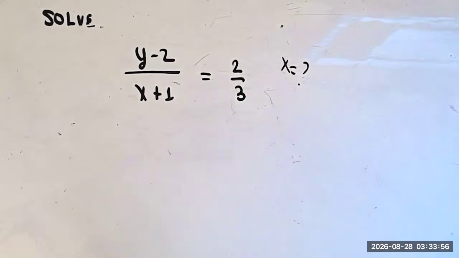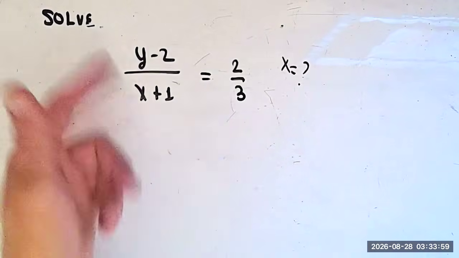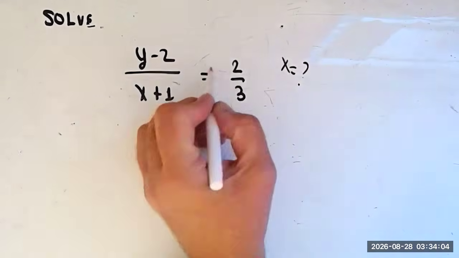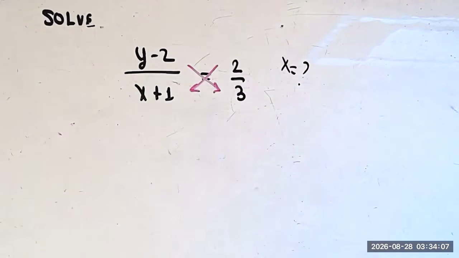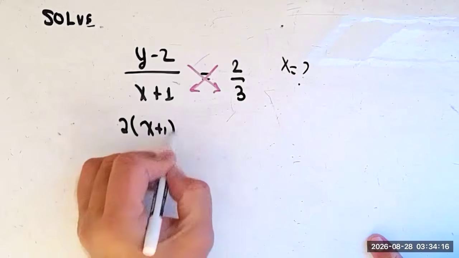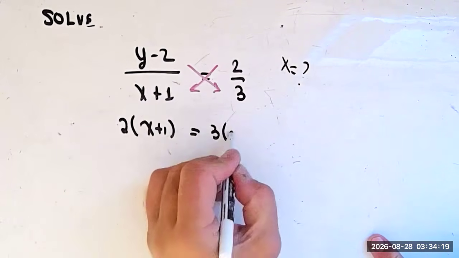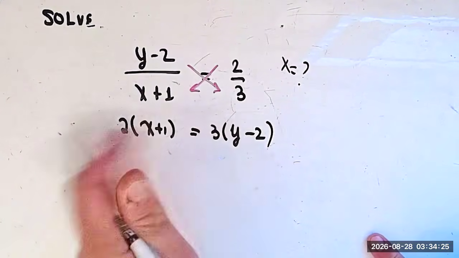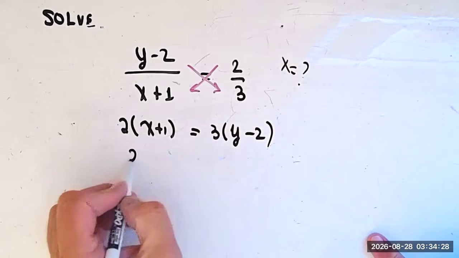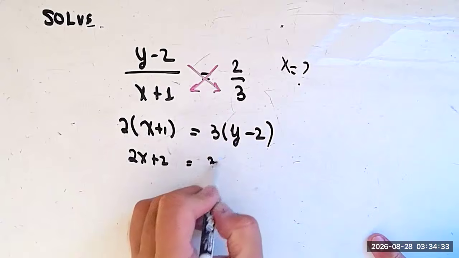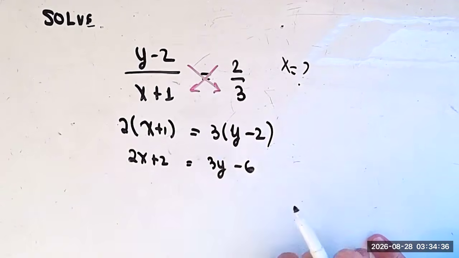The last one, folks. Again, this is what we call a proportion. A over b equals c over d. Fraction equals fraction. We need to isolate the x. I'm going to cross multiply, because that's what you're going to be doing in 1040. So what do I have? 2 times x plus 1 equals 3 times y minus 2. Cross multiply. Break the parentheses and isolate the x. 2x plus 2, if I distribute the 2, equals 3y minus 6.